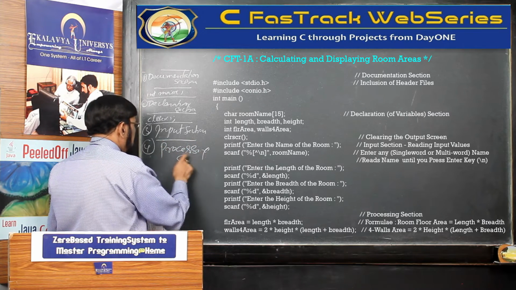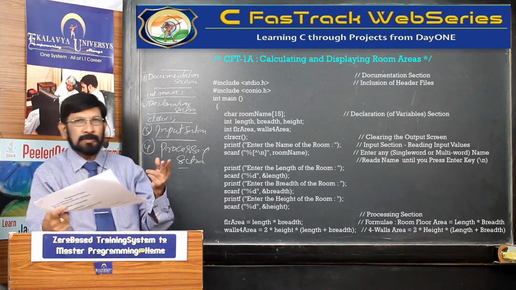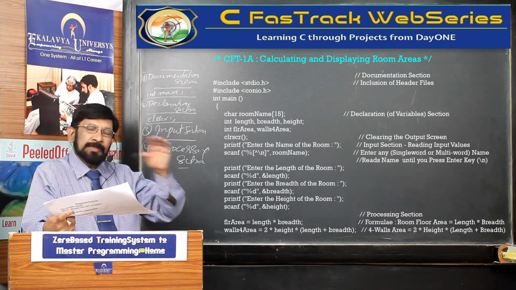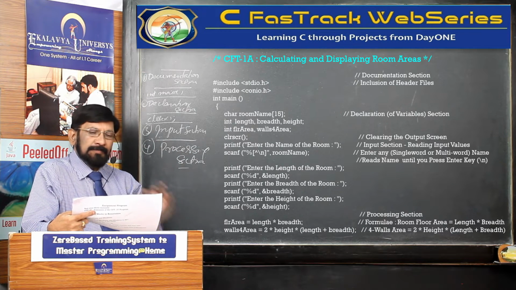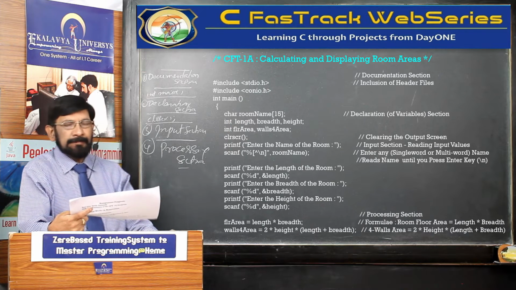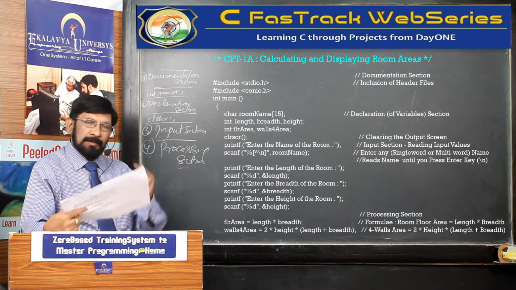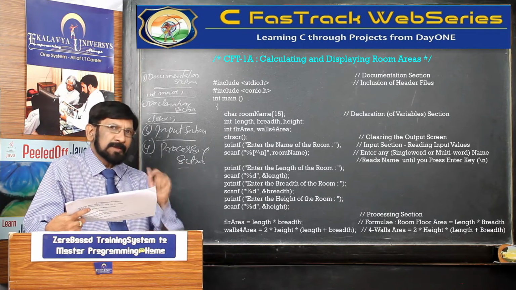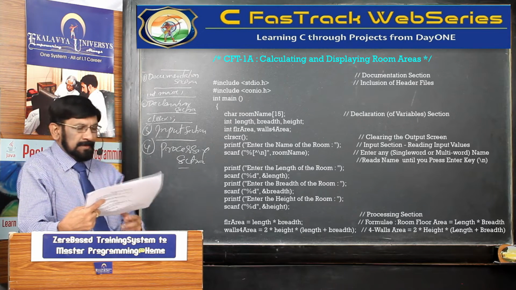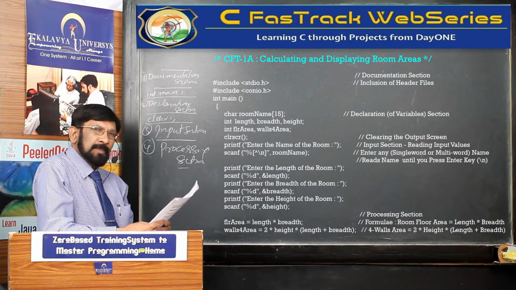Actually, in the declaration section, I divided variables into two categories: input variables and output variables. What are the output variables? Floor area and walls floor area. These are output variables. For that, variables are created and how we can assign values is very important. For that purpose, in the processing section, we write the corresponding formula.